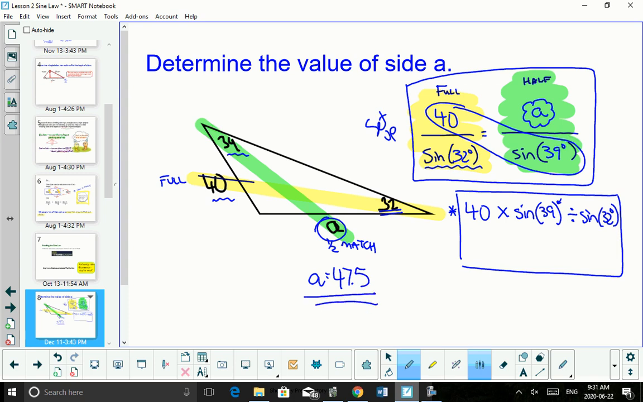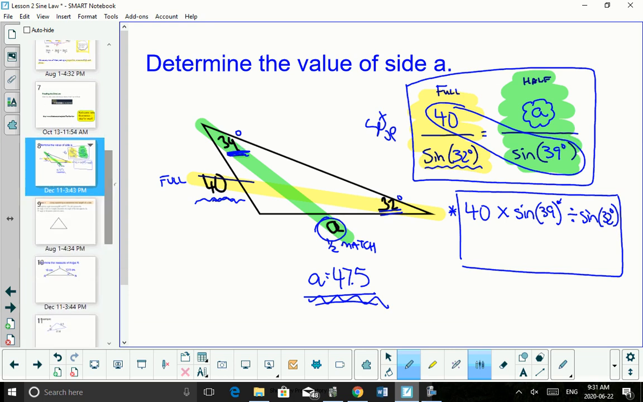Now, one thing you can do to check to see that you did it right, do you see how 39 degrees is bigger than 32 degrees? So since this is the bigger angle, we expect this side to be bigger than that side. Okay, so the bigger the angle, the bigger the side. So you can use that as a gauge to see if you've plugged it in right. Okay, so that's sine law. Cross multiply, divide. Full match, half match.